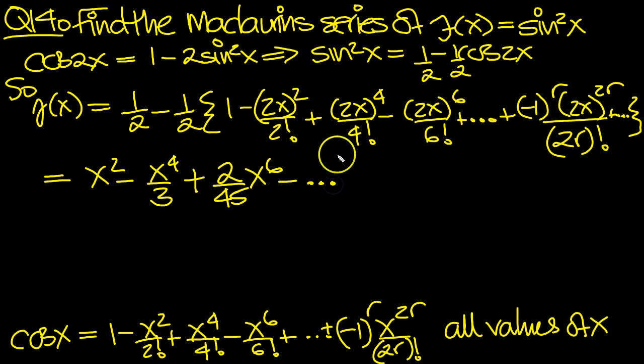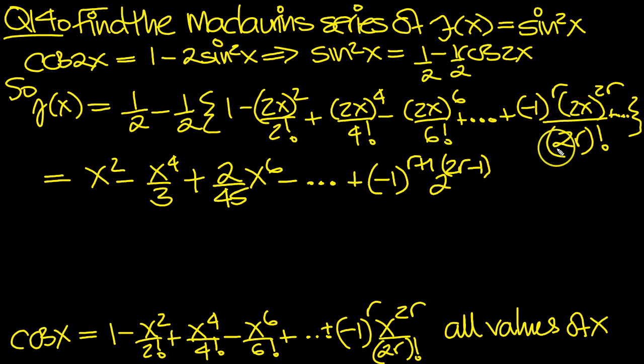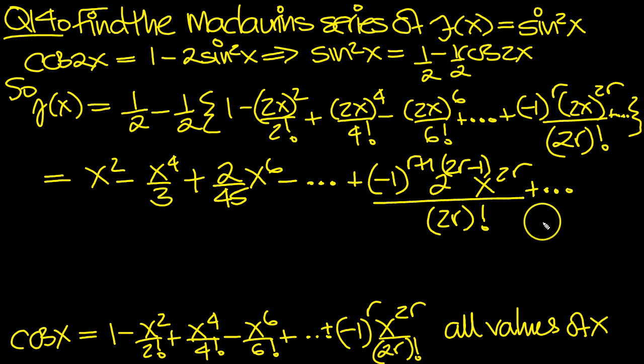So there's our terms. The general term will be a minus. The 2 can come underneath. But there's a 2 to the 2r here, and we can chuck in the minus with this power here. So it's minus 1 to the r plus 1, which is 1 more minus. There's a 2 divided by here, so it's 2 to the 2r minus 1. Then it's x to the 2r, isn't it, all over (2r) factorial, plus dot dot dot. Cosine is valid for all values, so this is true for all values.